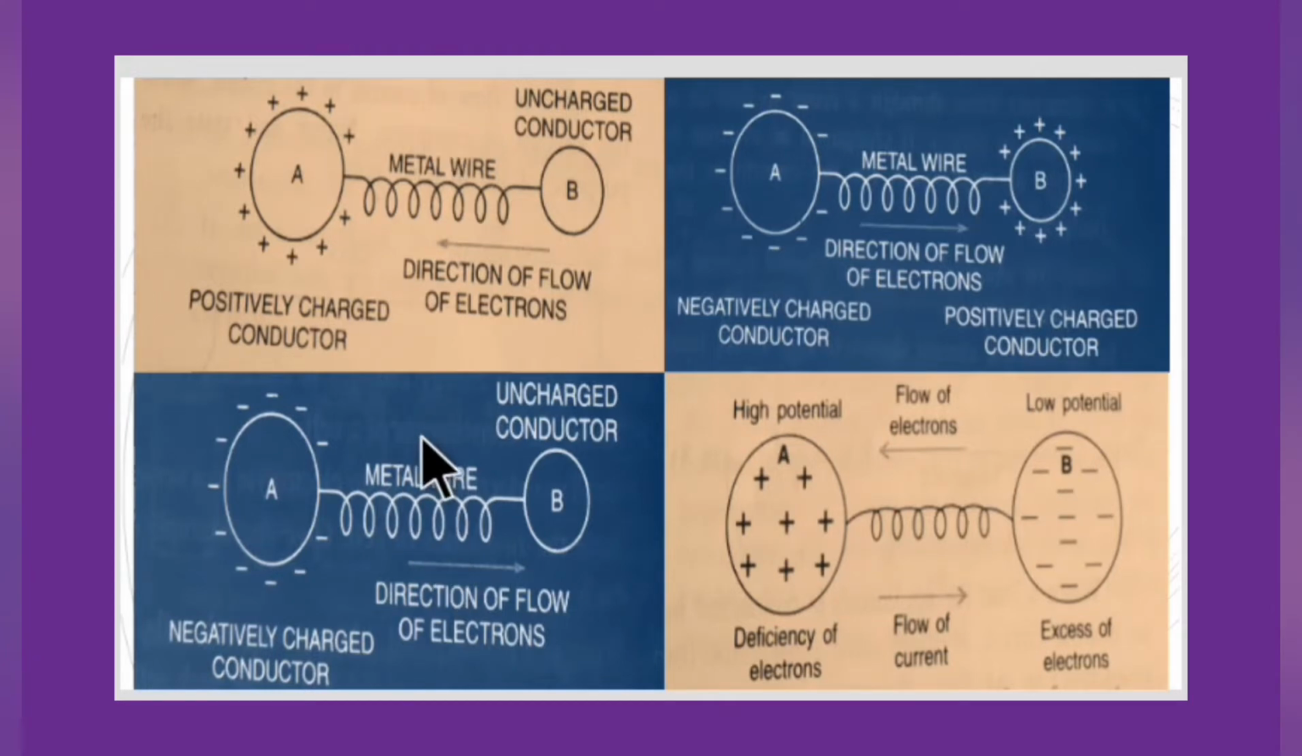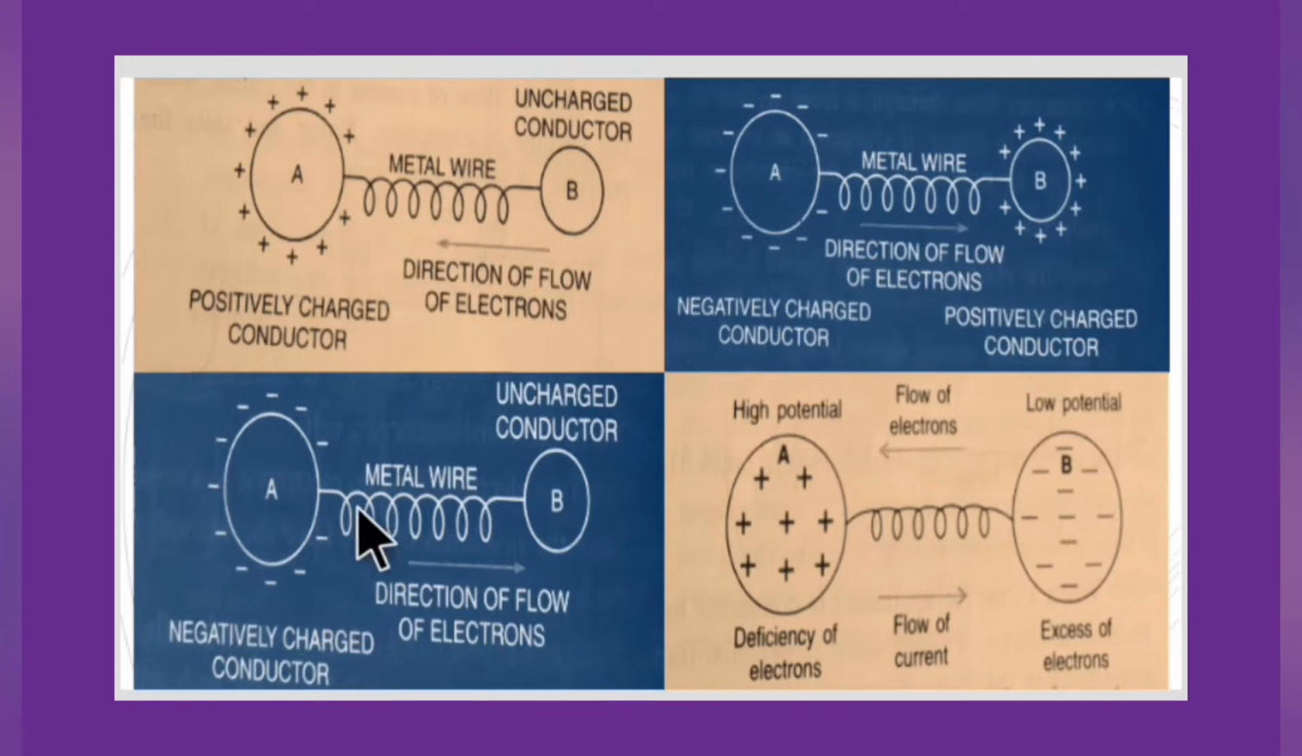Okay, so here in this diagram you can observe that there is a positively charged conductor and there is an uncharged conductor. When a positively charged conductor is connected by a metallic wire to an uncharged conductor, then the electrons will flow from the uncharged conductor to the positively charged conductor. So this is the direction of flow of electrons.